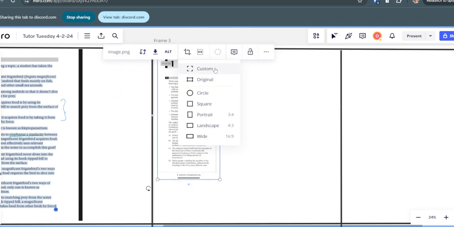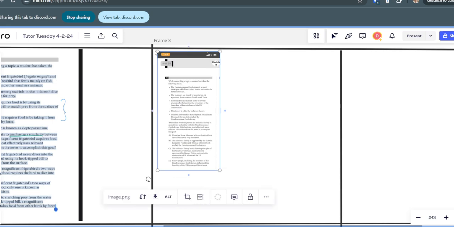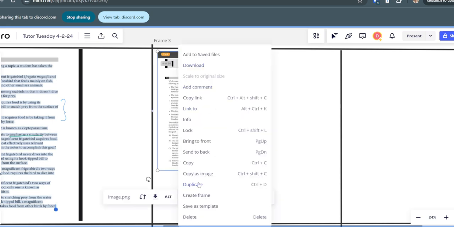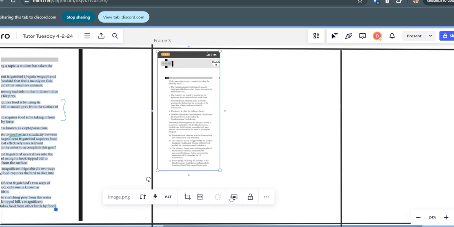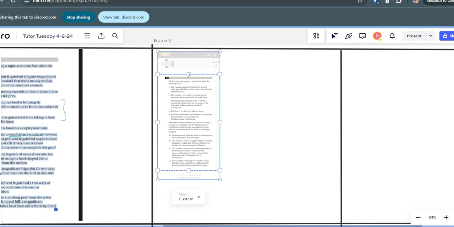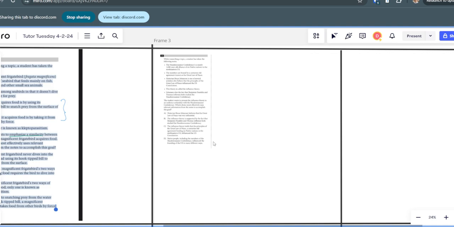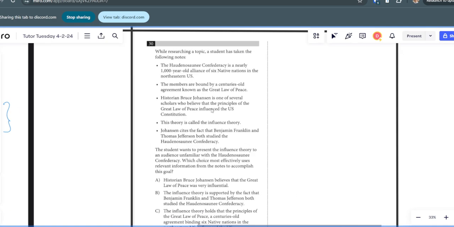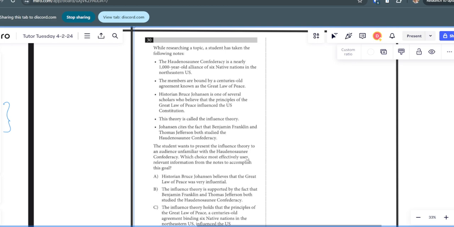Yeah, usually you can get this without reading the notes. I think they're trying to make the questions a little bit harder so that you can't necessarily do that. But in a lot of cases, you'll notice that some of the answers just don't match up with the intended goal. So we could try that tactic here. Like here, the student wants to present the influence theory to an audience unfamiliar with the Haudenosaunee Confederacy. Which choice most effectively uses the relevant information from the notes to accomplish this goal?